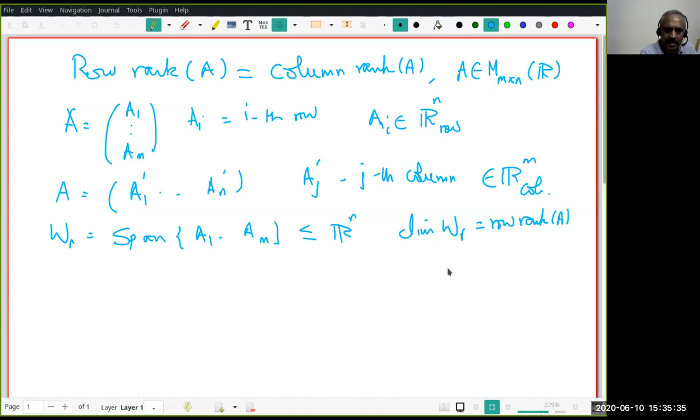Another way of looking at that is, look at this A1 to Am. The row rank is the number of maximal linearly independent rows. I have A1, A2, up to Am. In that, look at a subset B which consists of some Ai1 up to Aik. This should be linearly independent, and I want it to be maximal linearly independent. That is, if you add any extra row, it will become linearly dependent. Those rows will form a basis for the row space. This is called the row space.